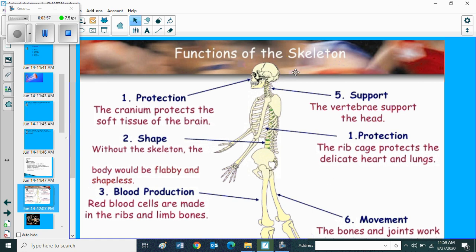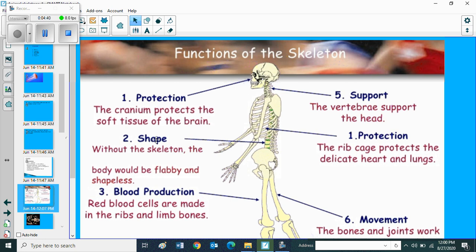Next one, functions of the skeleton. What is the importance of the skeleton? Yes, skeletons are for movement, support, and protection of internal organs and soft internal tissue such as nerves. Most vertebrate skeletons are made of bone, but some, such as sharks, are made of cartilage. Bone is one of the strongest materials there is, and it is light and flexible. So we can go through the functions of the skeleton.